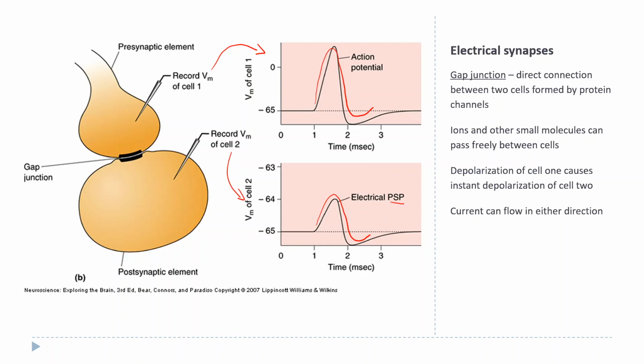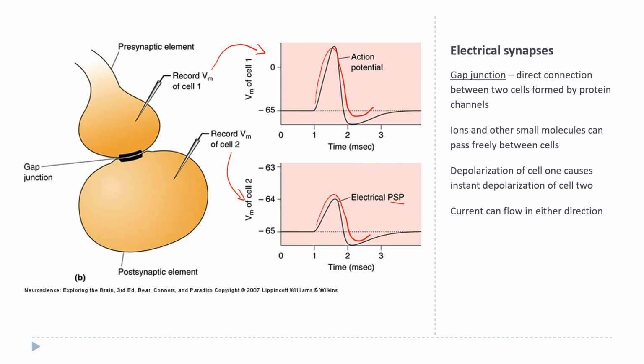And importantly, this current flow can go in either direction. So if it were the other way around, if the action potential occurred in cell 2, it would carry over into cell 1. So with electrical synapses, like I said, they basically have the same exact membrane potential, and for all intents and purposes, you can almost treat them as one cell, at least in terms of their electrical properties.